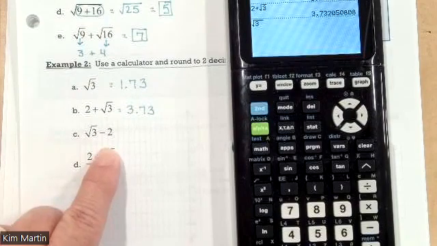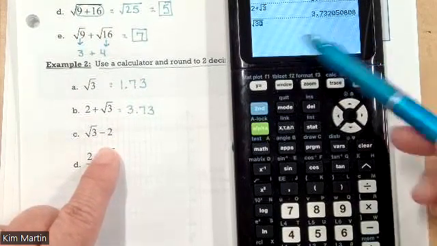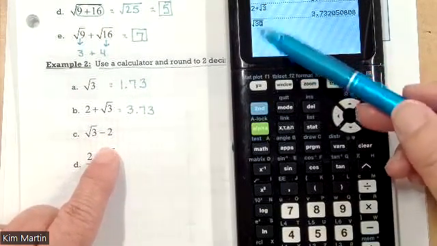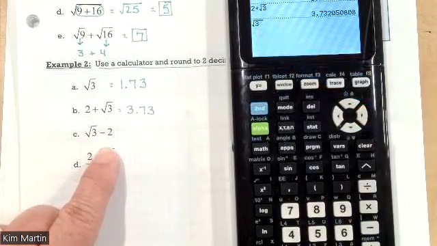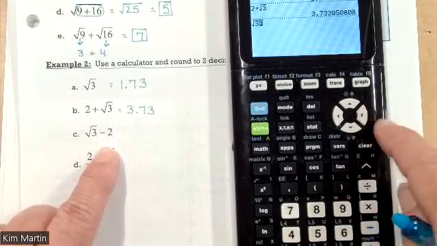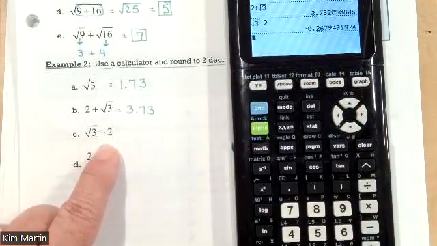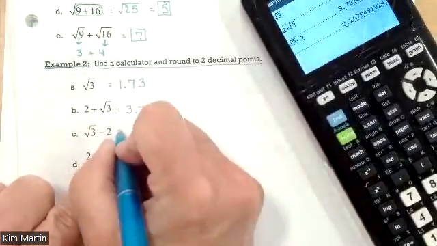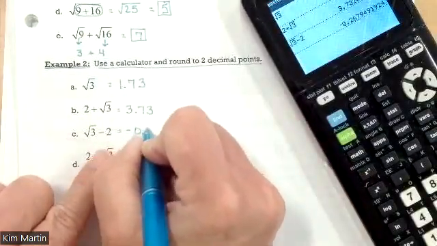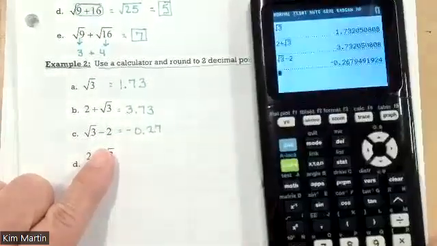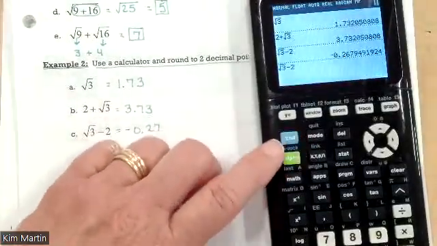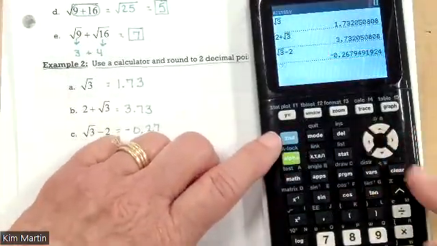Do you see how it's still underneath that radical? If you do not use that right arrow key, it's going to put square root of 3 minus 2 underneath that radical. And you'll go, oh crap, if you catch it. But make sure you move it over to the right. Now hit -2. And you get a negative 0.27.